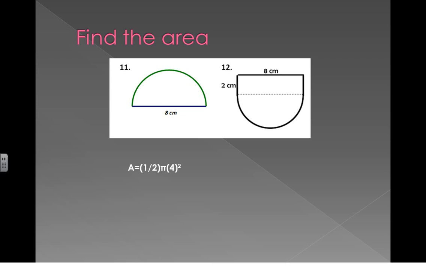It's half of a circle. So I'm just going to do half pi r squared. Again, radius is 4 because the diameter is 8, and I get 8 pi. In number 12, I have to do 1/2. Now, if you notice, this 8 is going to also be here. So my radius of this half circle is 4. So I'm doing half a circle plus the rectangle on the bottom. So that would be 8 pi plus 16 when you simplify it.